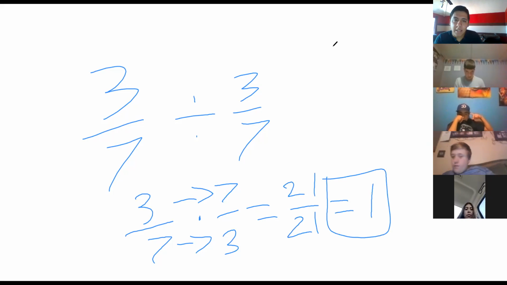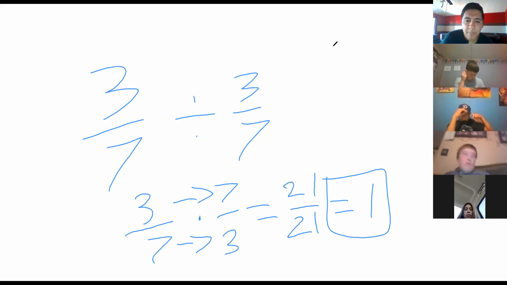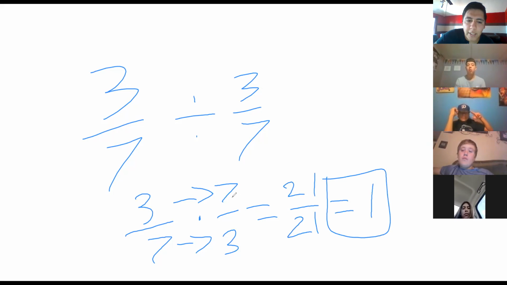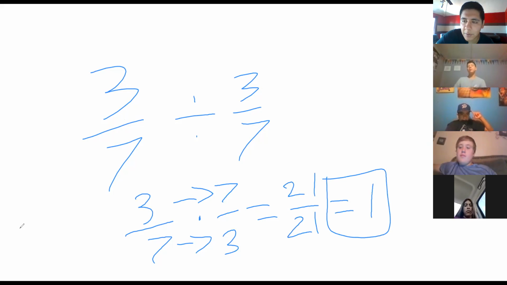So here's the thing. When we change 3/7 to 7/3, they're reciprocals of each other. 3/7 times 7/3, we're multiplying by the reciprocals. Whenever that happens, the answer is always going to be 1. We do this a lot when we are solving equations in algebra, so we're going to see a little bit more of this later on.